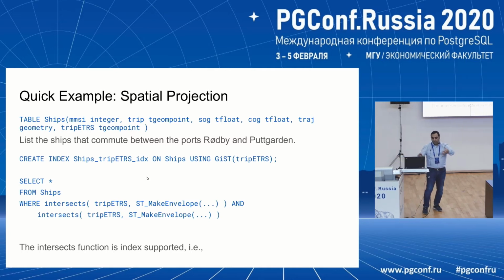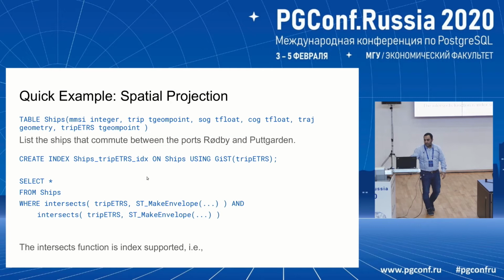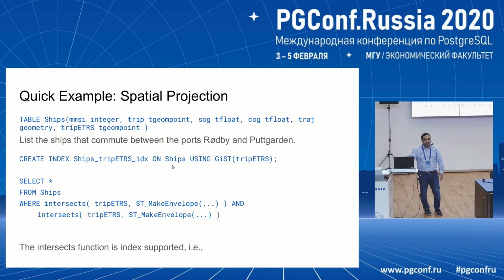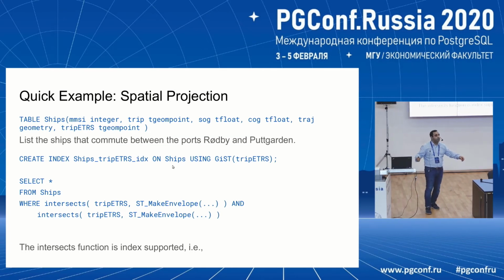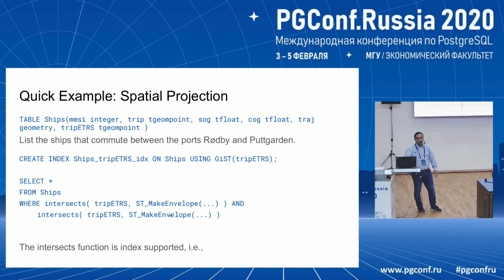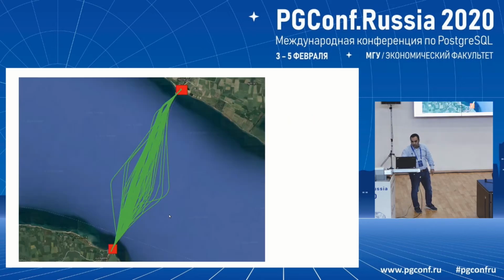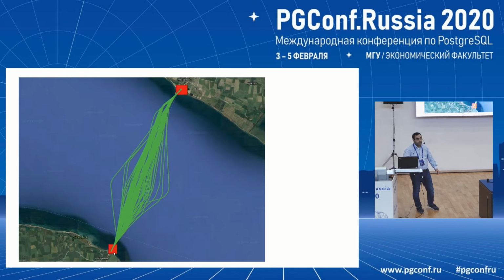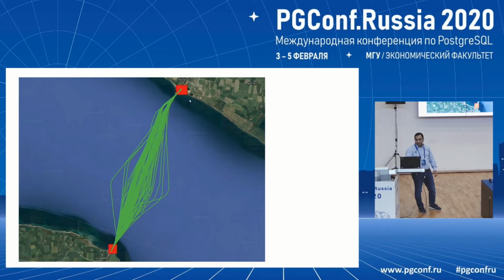If the table is big, which is the case in this exercise, then we want to create an index, an R-tree index over these moving points so that this query can be evaluated quickly in a faster way. So this is the result. You have the two geometries of the two ports, and these are all the ships that went in between.